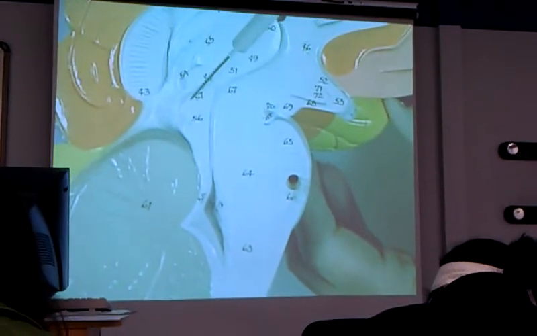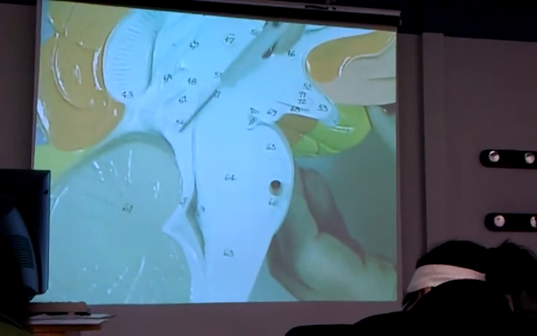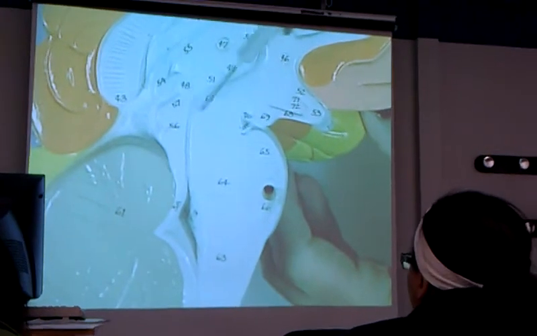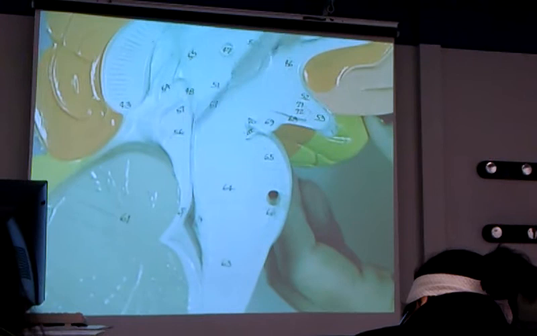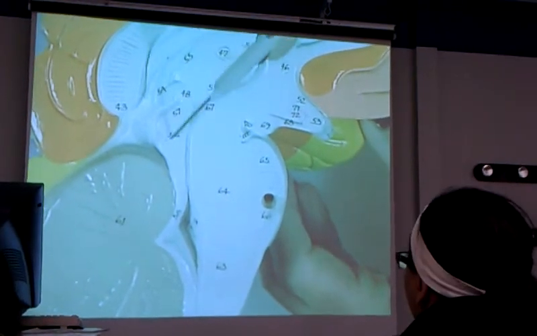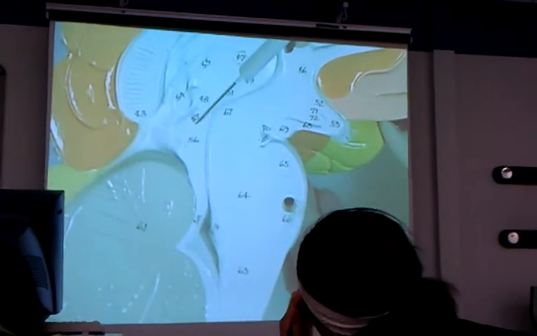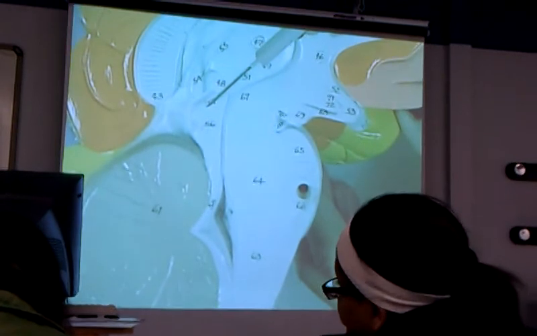And then behind it, it looks like two little bumps. That's the corpora quadrigemina. It's behind the cerebral aqueduct. So cerebral peduncles in front, cerebral aqueduct in the middle, and then behind it is the corpora quadrigemina. And again, the way I remember is alphabetically, cerebral comes before corpora.